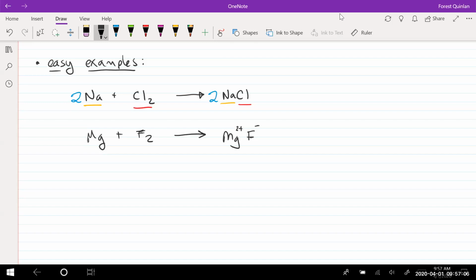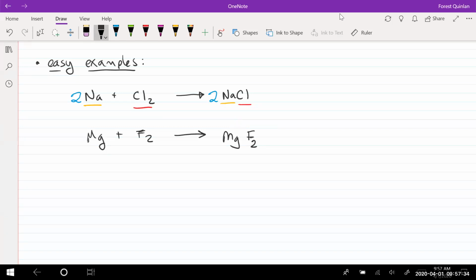You need to add a fluorine. The fluorine is already F2, so it's already balanced. Good comment there, but I'm going to talk over the top of you. Just real quick, 2 plus and a 1 minus means I need 2 of those fluorines. I need the 2 fluorines to balance out the +2 charge of magnesium.